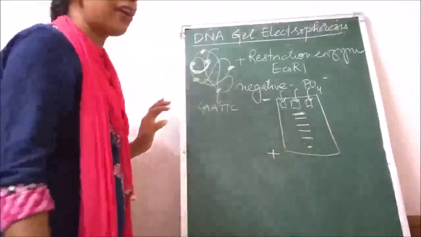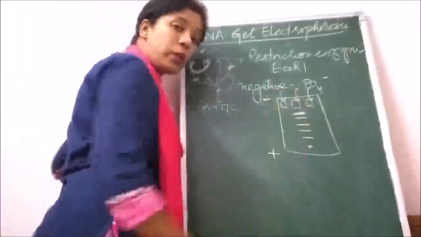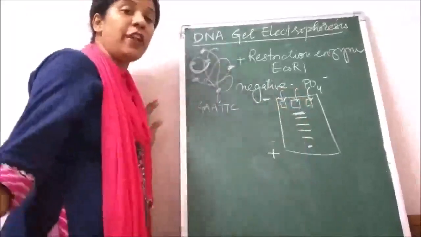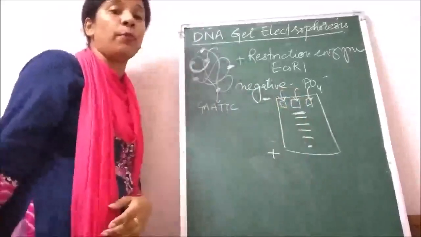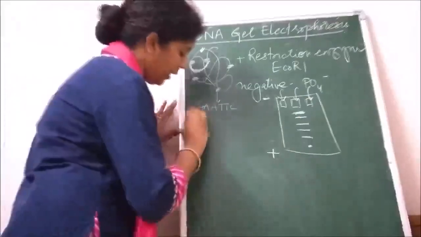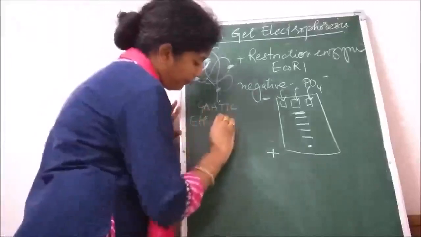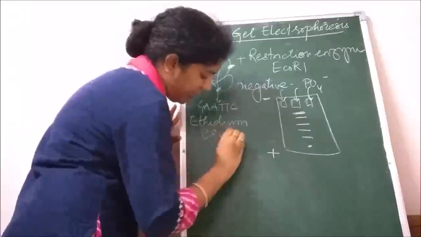But we really cannot see these DNA molecules. So what we do is that while we are loading the DNA onto the gel, we are going to mix it with ethidium bromide. What is ethidium bromide? Ethidium bromide is basically an intercalating dye.